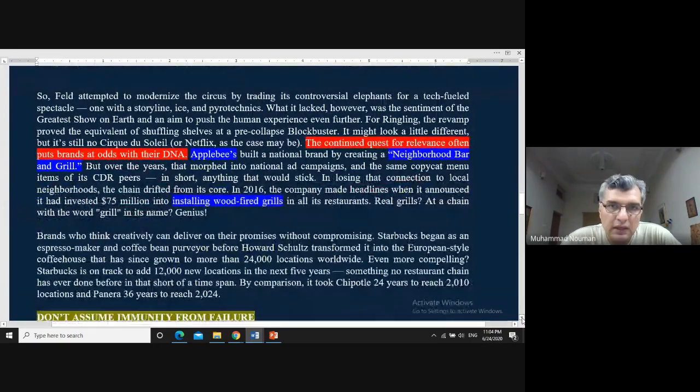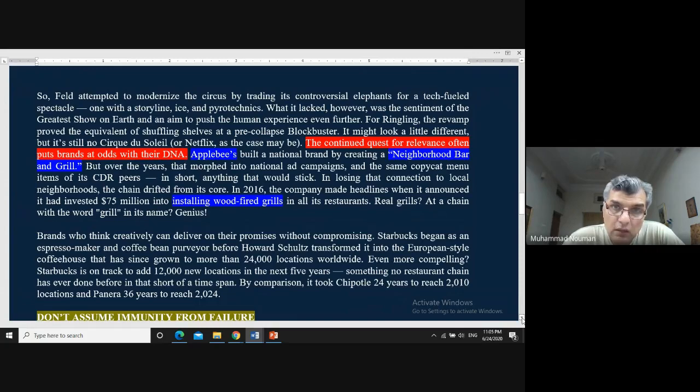and this is something which I mentioned earlier also, this continued quest or pressure to remain relevant in terms of the changing trends, that puts brands or any business, including restaurants, at odds with their DNA. So, for example, Applebees, which is also a restaurant chain in the United States and other parts of the world, the example of Applebees is given, and you can search this further on the internet. They created a brand of restaurant by the name Neighborhood Bar and Grill, and interestingly, the author informs us that in 2016, the company made some headlines when it announced that it was investing $75 million into installing wood-fired grills in all of its restaurants.